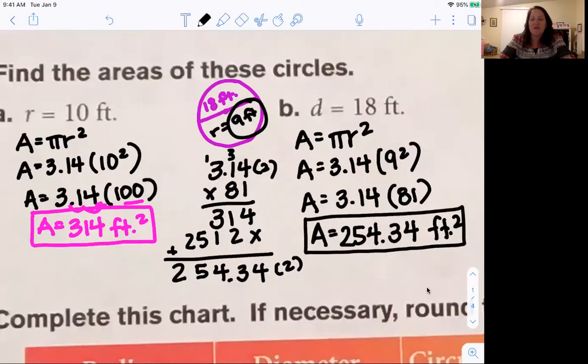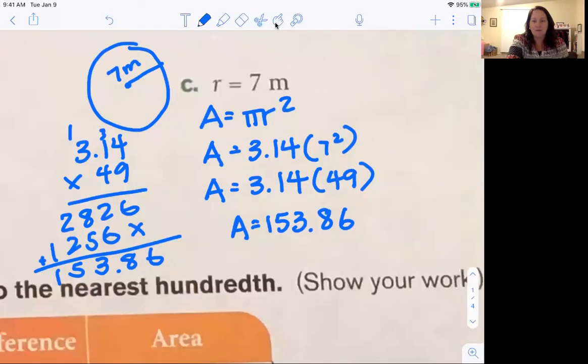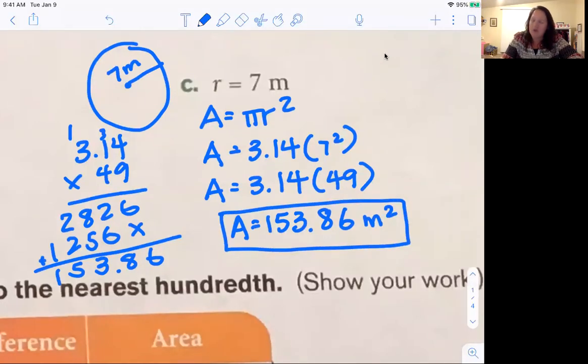Awesome job. Do me a favor. Go ahead and pause and try letter C. Do you need to divide? I don't think you do. Okay, we are back, and you should have gotten 153.86 square meters. Excellent job. If you didn't get it right, check your multiplication first. Sometimes we try to rush, and that's what happens, our multiplication gets off. If you know the process, I want you to show your work, because that's where you'll be able to go back and say, oh yeah, that's where I made the mistake. I'm so glad I showed my work, right?